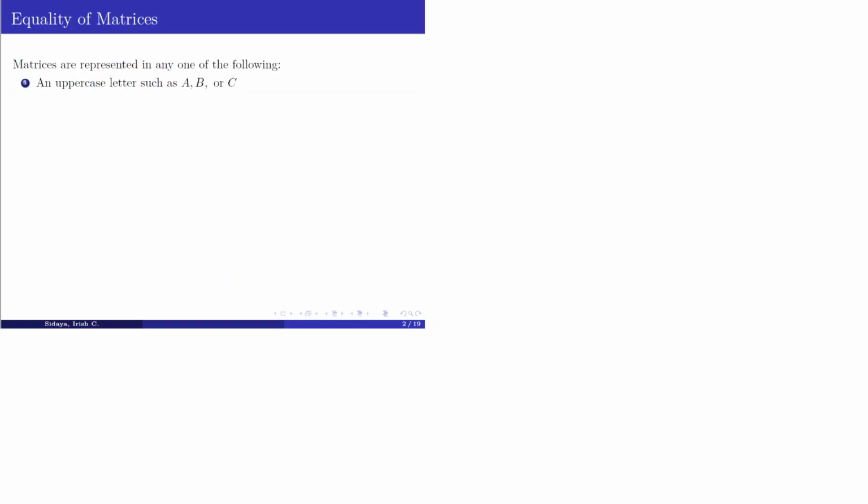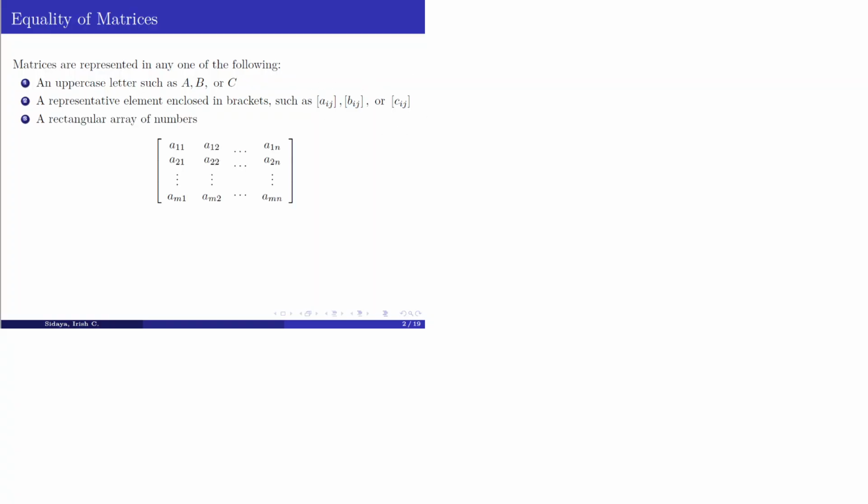For our lesson 3 in chapter 1, we will discuss the matrix operations and their properties. Matrices are usually represented by capital letters or by a representative element enclosed in brackets such as this, or they can be represented by a rectangular array of numbers such as this one.